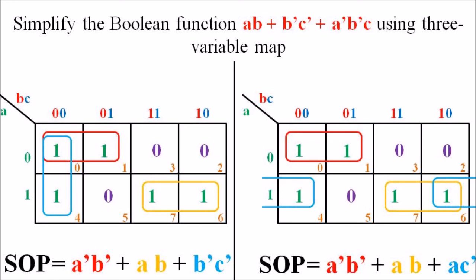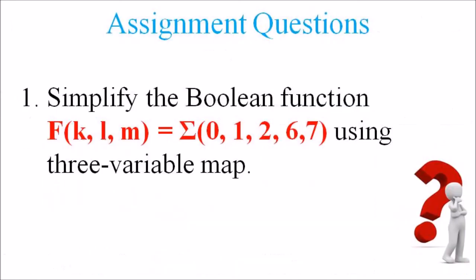So my dear students, hope you understood this topic. Kindly go through this assignment question. Our question is, simplify the Boolean function f of K, L, M equals sigma of 0, 1, 2, 6, 7 using the 3 variable K-map reduction method.